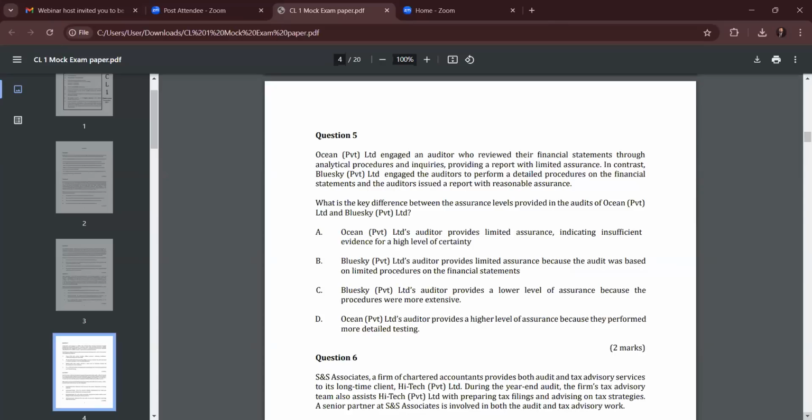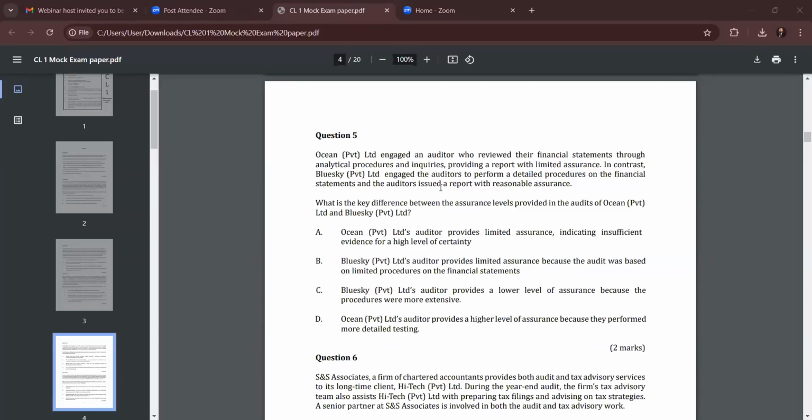Can I have your response? Response can be given quickly. What's the assurance given here? Can I have the response, everybody? They reviewed the financial statements through two procedures, analytical procedures and inquiries. Sri Lanka standards on assurance engagements: analytical procedures and inquiries only provided. Limited assurance, review engagement. Limited assurance.